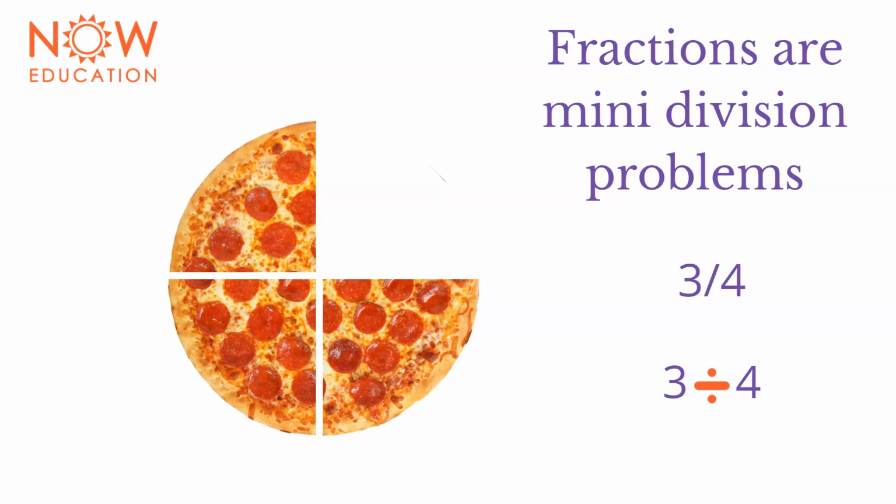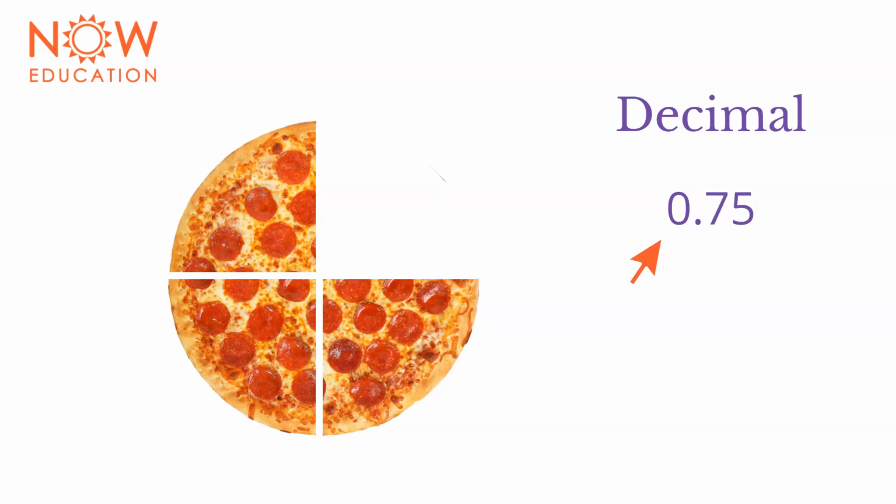3 divided by 4. You might see either the slash or the division symbol on your device, but they work the same way. The answer is going to show you the decimal value. So 3/4, or 3 divided by 4, equals 0.75 in decimal form. The 0 is how many whole pizzas we have, 0 whole pizzas, and the 0.75 is the parts of the pizza we have left.